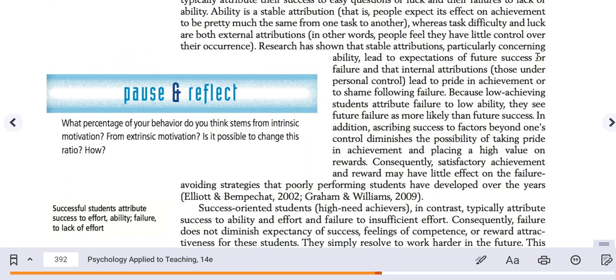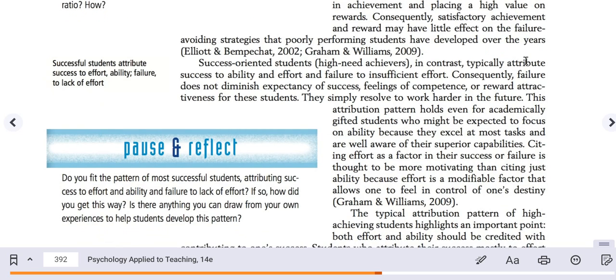Pause and reflect. What percentage of your behavior do you think stems from intrinsic motivation, from extrinsic motivation? Is it possible to change this ratio? How? Pause and reflect. Do you fit the pattern of most successful students, attributing success to effort and ability and failure to lack of effort? If so, how did you get this way? Is there anything you can draw from your own experiences to help students develop this pattern?